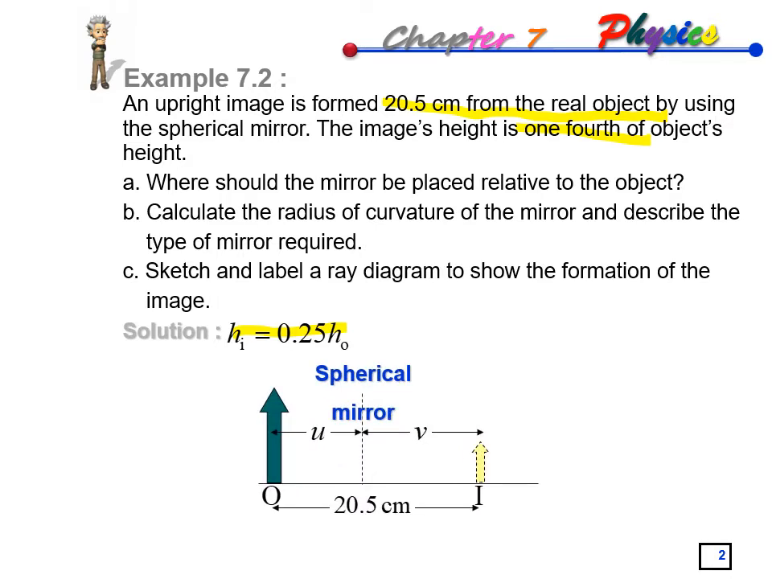What we can do is draw a diagram to simplify the question. According to the question, the image forms 20.5 cm from the object. So it looks something like this, where you have a mirror in between. This is your object, and then you have an image over here, where 20.5 is the distance from your object to the image. So that means the relationship will be u plus v equals 20.5.